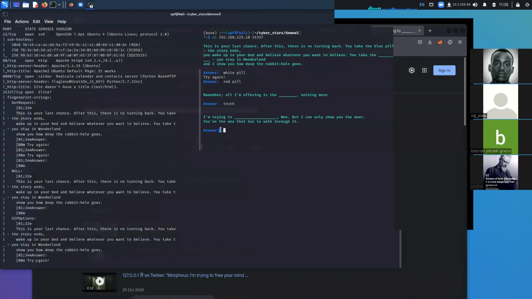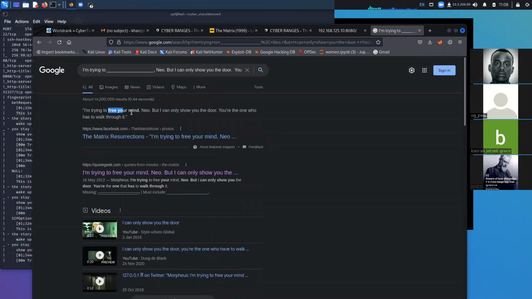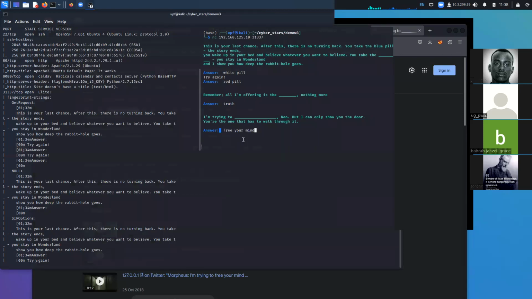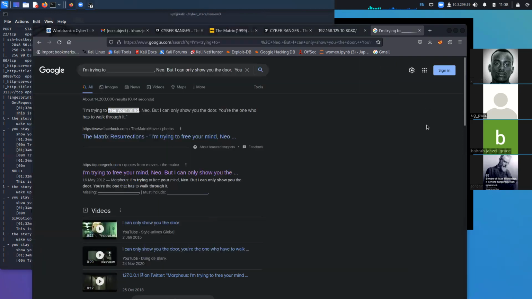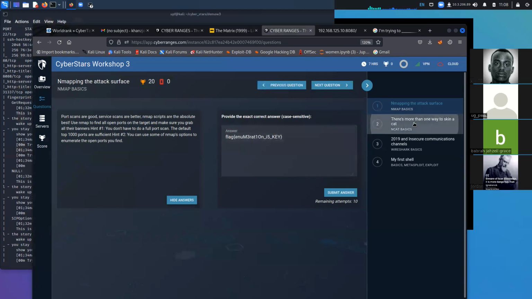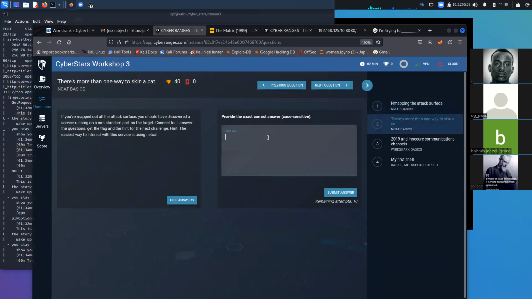So I head back to the question: I'm trying to dash, Neo. I'm trying to free your mind. So free your mind is the answer. This is logic. You paste your answer, enter. And wow, they have given us a flag after answering all the questions: research is the most important skill. So these people are telling us to go and do research, use the internet. So I come back here and submit my flag, which is research is the most important skill.